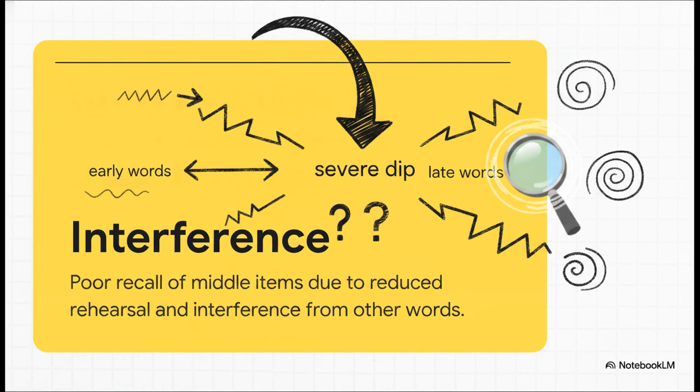It's almost the cognitive equivalent of middle child syndrome. They lack both the established long-term encoding of the early items and the immediate working memory presence of the late items, and therefore they get forgotten.